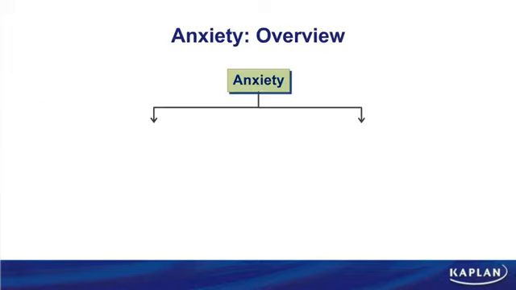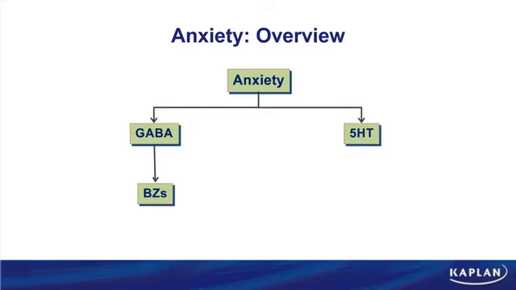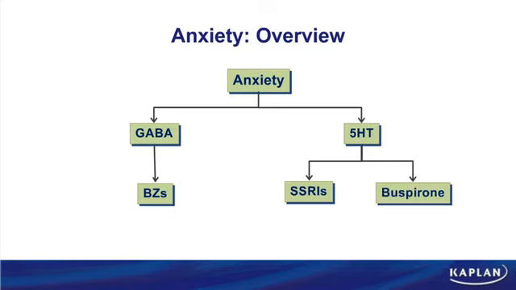As we conclude this chapter, let's look at a couple of flowcharts. The first one is going to deal with a flowchart for the treatment of anxiety. I reminded you earlier to think about our CNS chapters in terms of neurotransmitters. So if we're going to treat the condition of anxiety, there are 2 neurotransmitters that you should be thinking about, GABA and serotonin. The most commonly used GABA drugs for anxiety are benzodiazepines. The serotonin drugs would include SSRIs, our selective serotonin reuptake inhibitors, and buspirone, the drug we just covered.